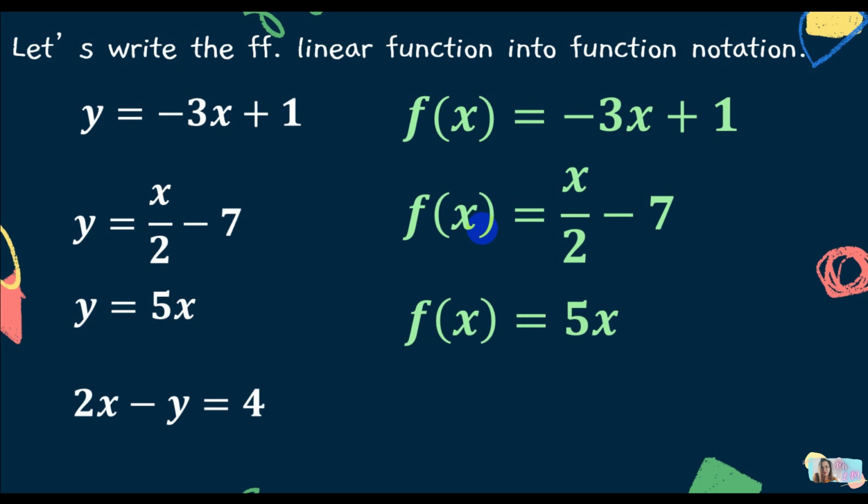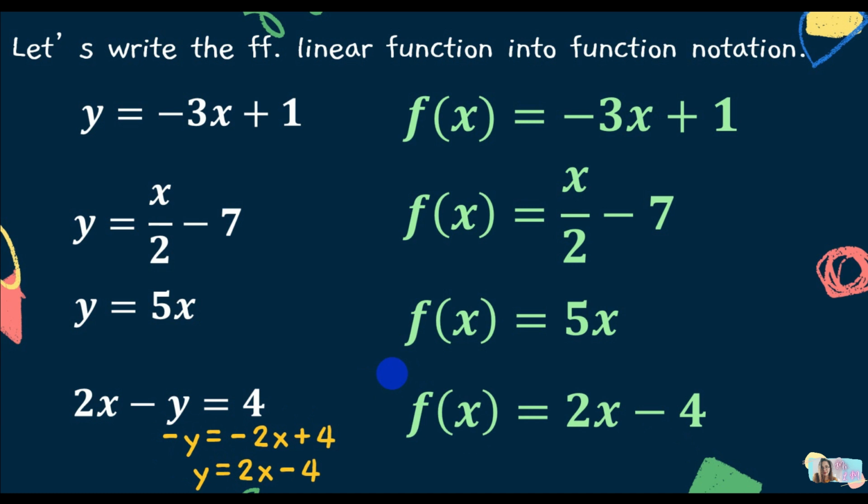Another, 2x minus y is equals to 4. In this case, naka-standard form siya. Gawin muna natin siyang slope-intercept form. Additive inverse of positive 2x is negative 2x. And then, divide natin both sides by negative 1 para makancel po itong negative ni y. Magiging positive y and then positive na rin si 2x. Magiging negative naman po si 4. So, ito na po yung ating slope-intercept form and then we can form it now as function notation. F of x is equals to 2x minus 4.